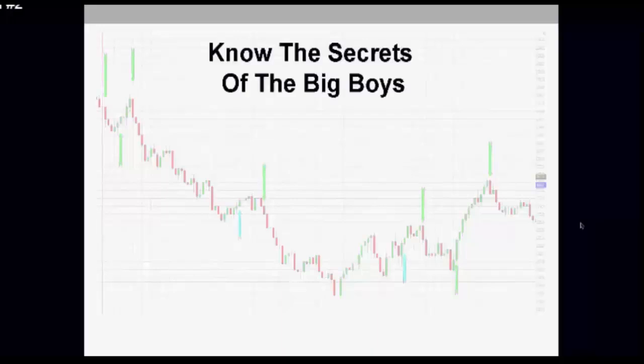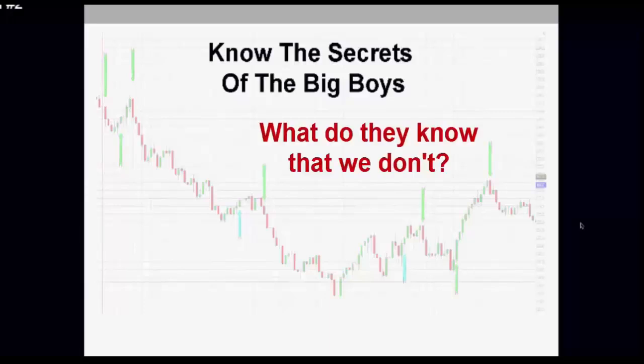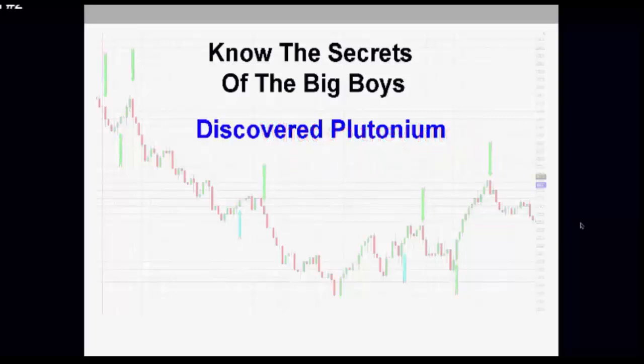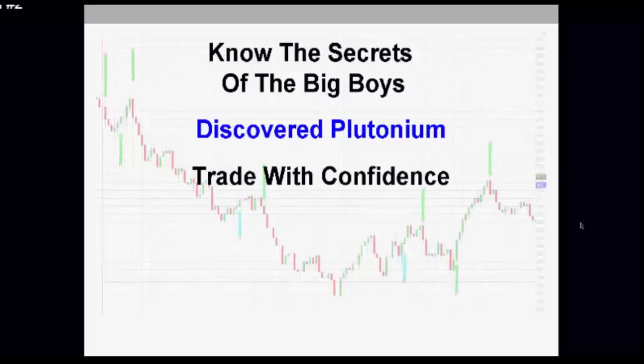You're going to know the secrets of what the big boys do, and I read something a couple of months ago about one of the big boys, Goldman Sachs. They only had 2 losing days in a quarter. In 90 days, they only had 2 losing days. So what do they know that we don't? Well, I found out what they know, and I virtually discovered plutonium with this, and it's just phenomenal what this can do for you.